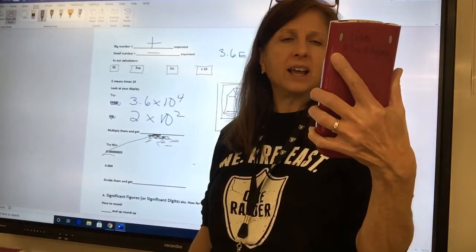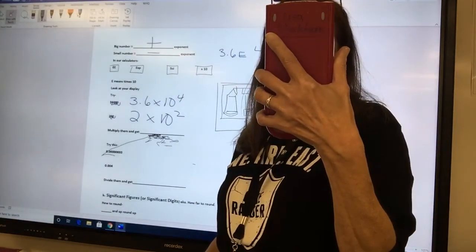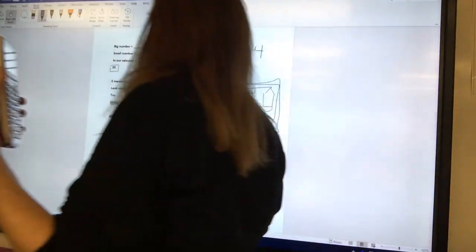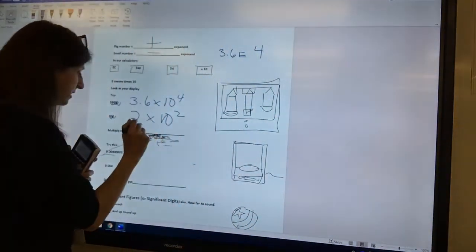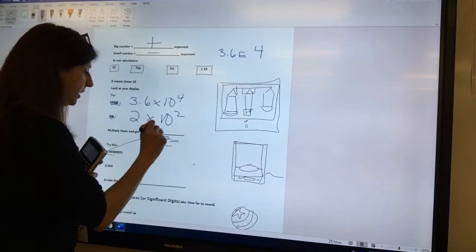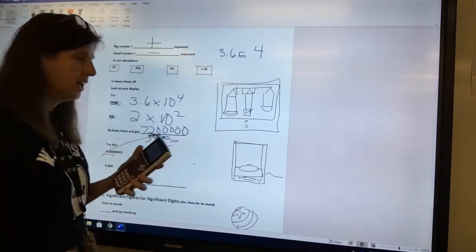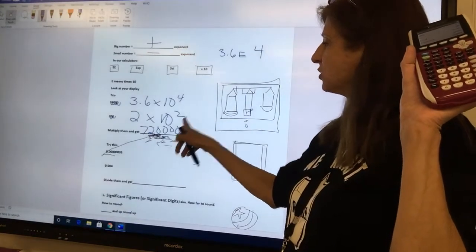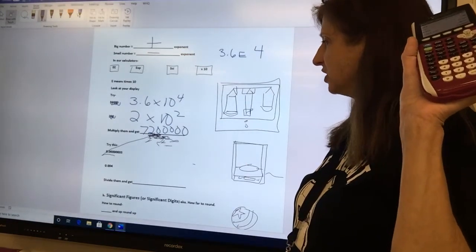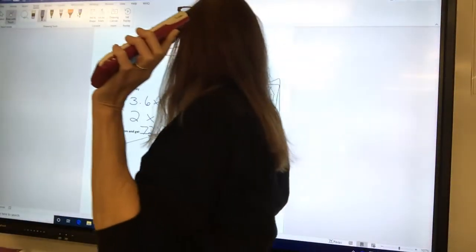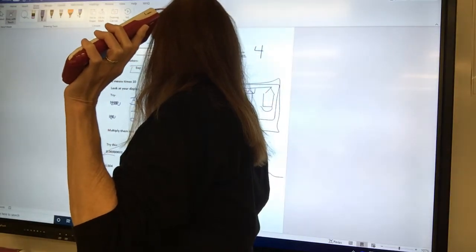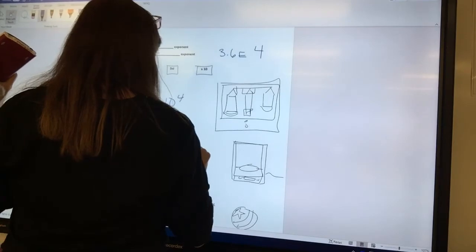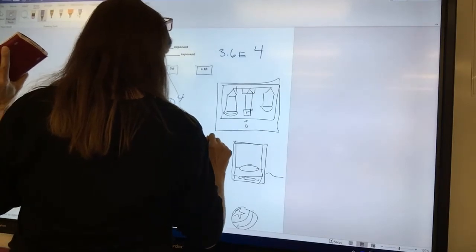I got 72 and 5 zeros. Look, I keep touching this. 72, 1, 2, 3, 4, 5. So try it again and see if you can get it. And then let's write this in scientific notation. So we're going to go 1, 2, 3, 4, 5, 6. It would be 7.2 times 10 to the 6.